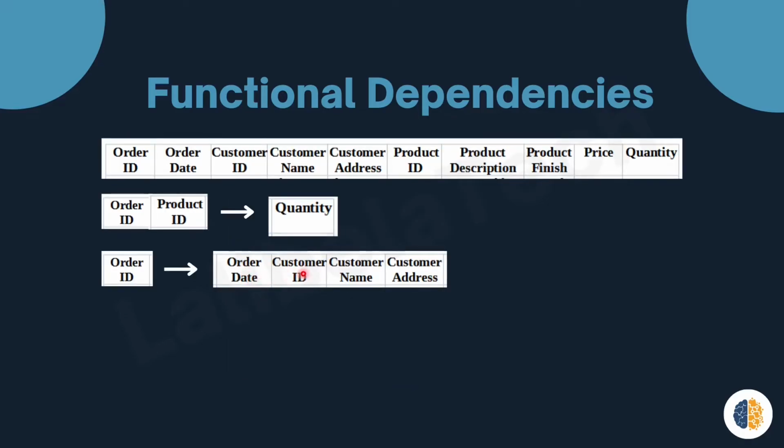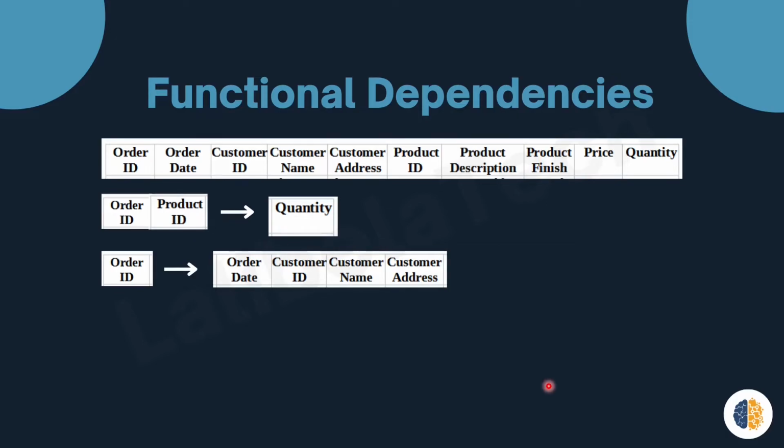But order date, customer ID, customer name, and customer address do not depend on product ID, which is part of the primary key. We call this partial dependency.